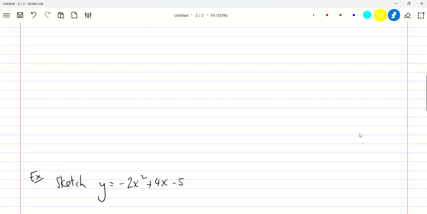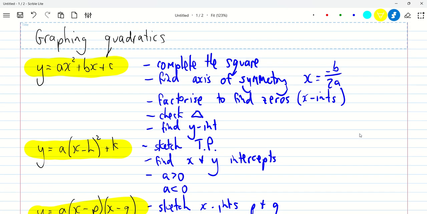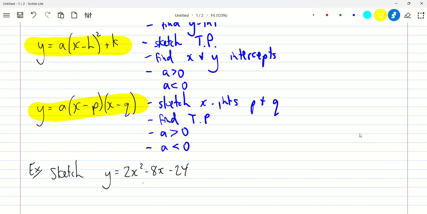So there are my two examples that I'm going to be doing today, both in general form, because I'm going to change them into factorized form or turning point form so that you can see how that works. Because turning point form is really easy. You'll see what happens there. Okay, so I'll go to turning point form first, just to quickly do it.